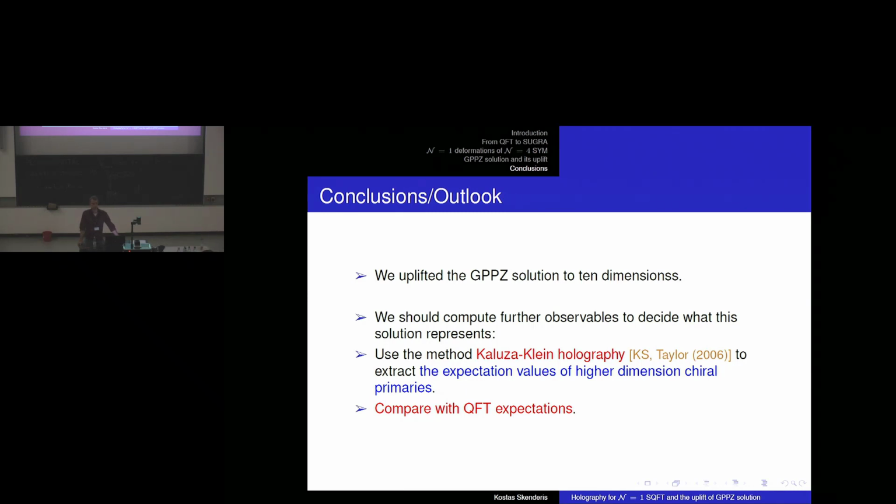I missed the bit about why there should be a consistent truncation for the example you gave. Couldn't it just be a 10-dimensional solution? Because the dynamics says that the scalar does not mix with anything else.